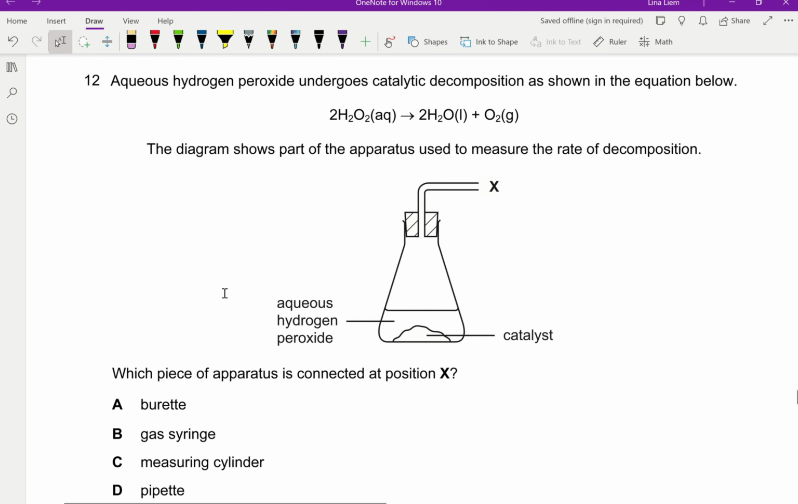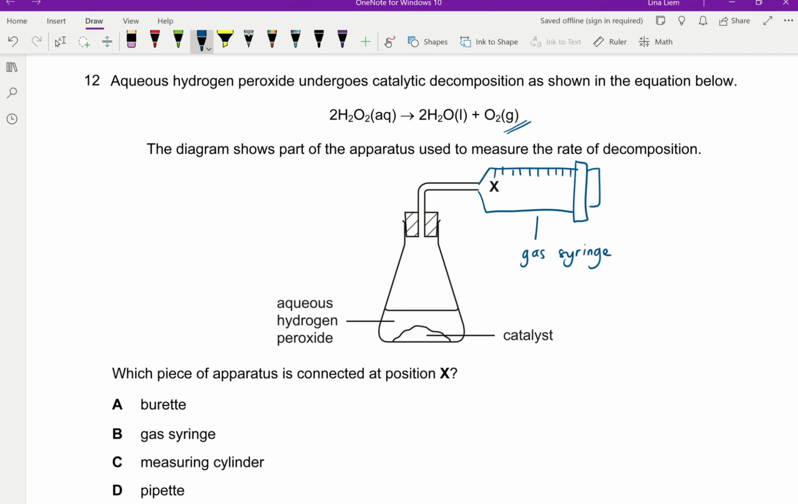Question 12. Aqueous hydrogen peroxide undergoes catalytic decomposition. The diagram shows part of the apparatus used to measure the rate of decomposition. Which piece of apparatus is connected at position X? Since one of the products is a gas, we can measure the volume of gas over time using a gas syringe. In the structured questions, you may need to draw a gas syringe. Please draw the dashes, and don't forget to label. And the answer is B.